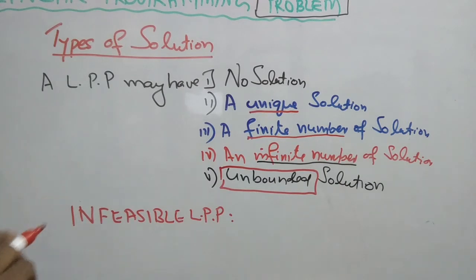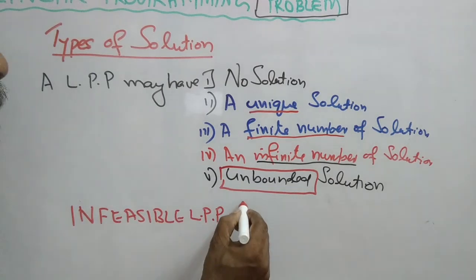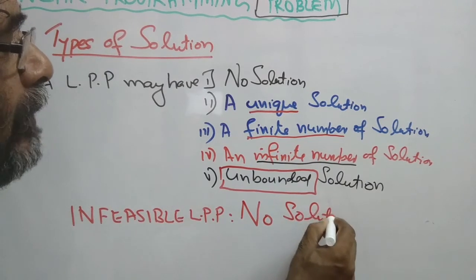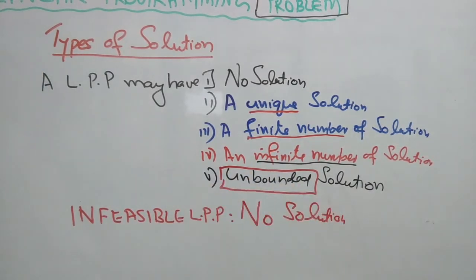Among these solutions, one type of problem is different, or of special interest to a manager. That is a problem having no solution. Then there is no need for spending time to find a solution for such problems. That's a special category in management decision theory. It is called infeasible LPP. Infeasible: a problem having no solution. That's a special case of linear programming problem.